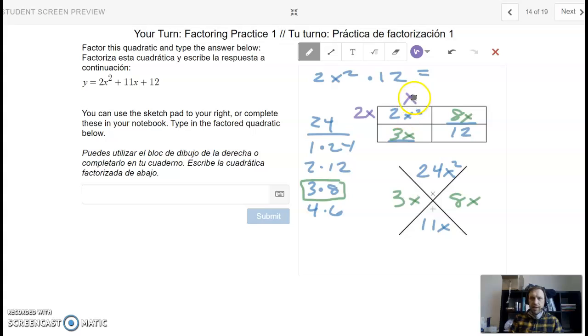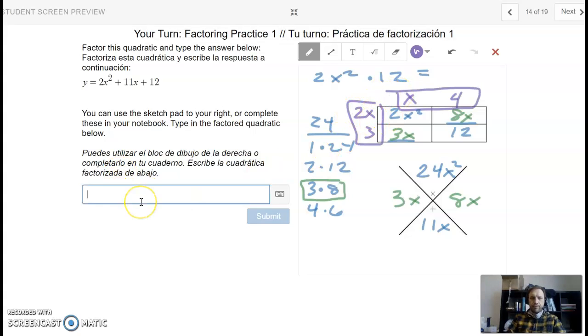So 2x and x. Oh yeah, that gives me my 2x squared. 2x and what gives me 8x? 4. And x and what gives me 3? 3. So here's your two factors. X plus 4 and 2x plus 3.